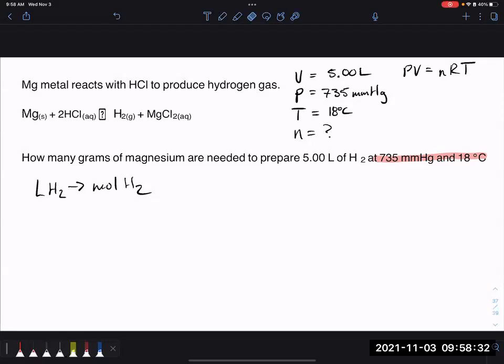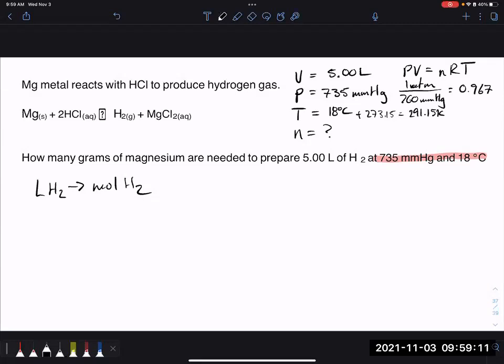So that's 760 millimeters of mercury is 1 atmosphere. We're also going to add 273.15 to this to convert it to Kelvin. It's going to be 295.15. 735 divided by 760. It's going to be 0.967.